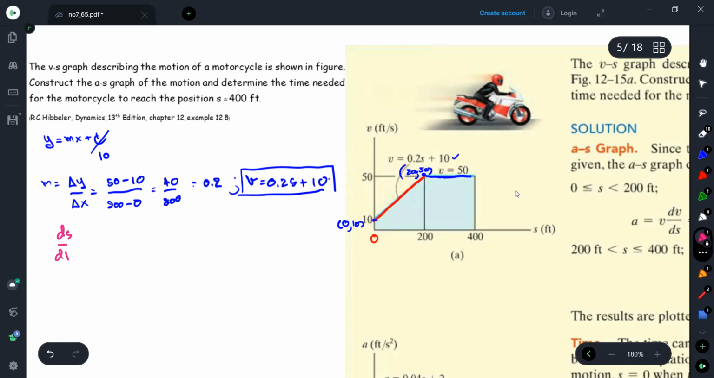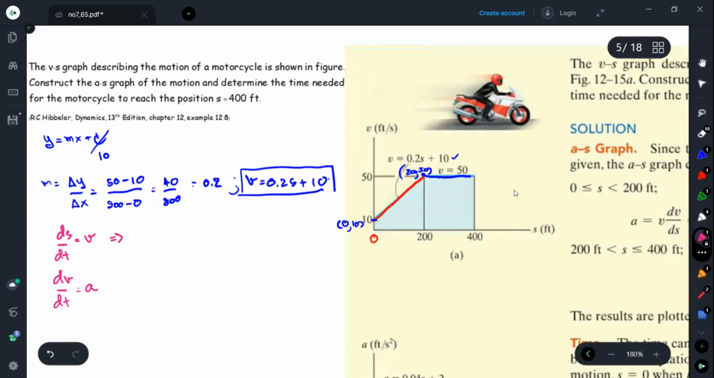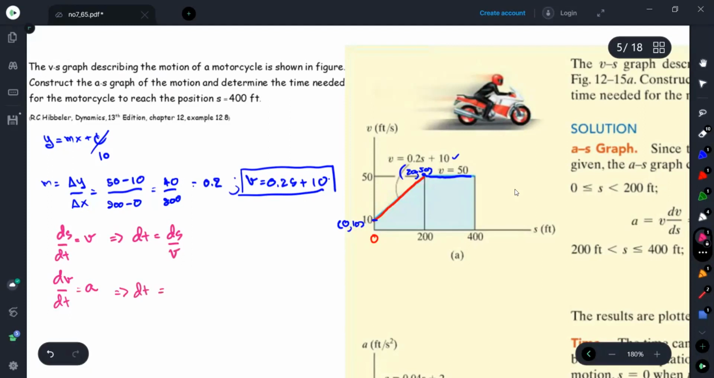ds by dt is equal to v, right? And we know that dv by dt is equal to a, right? So from these equations, if we rearrange, dt equals ds over v, and dt also becomes dv over a. When we combine them, we have ds over v equal to dv over a. So then we have the new relationship: a ds equals v dv.